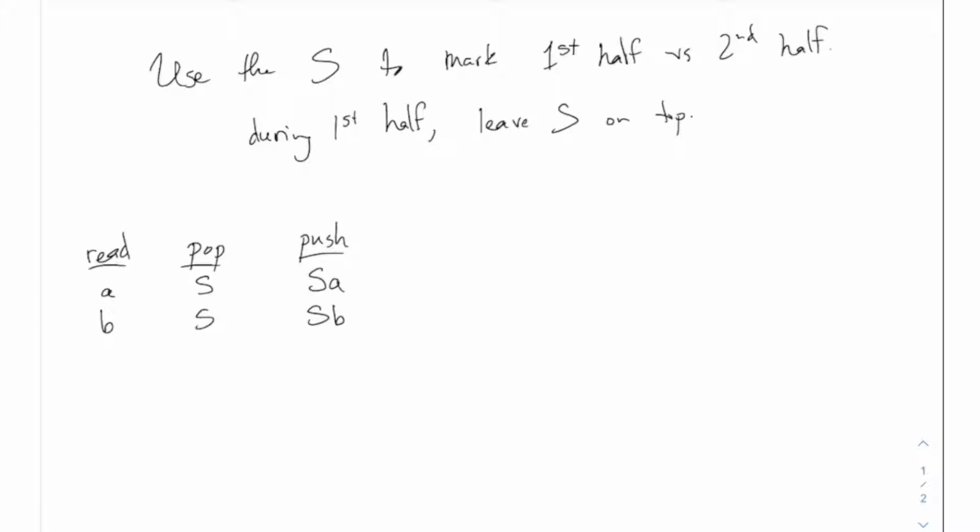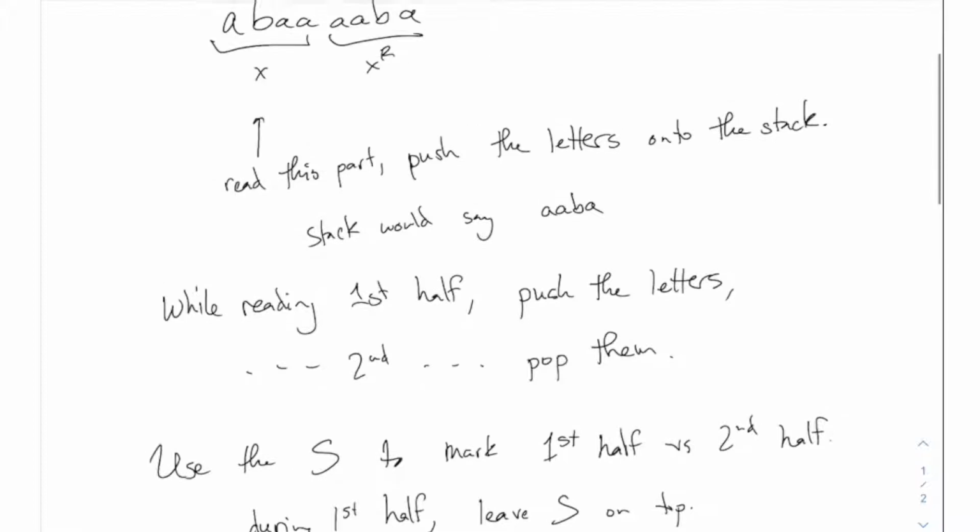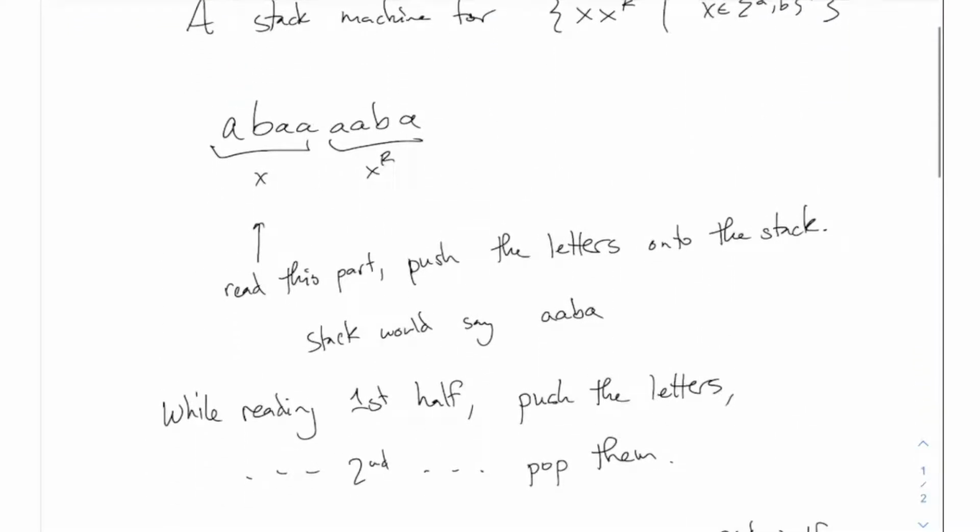All right, at a certain point, you finish the first half, and then to signal that you're now reading the second half, you want to throw the S off the top of the stack, and that is accomplished by an epsilon transition like this: epsilon, S, epsilon. So at some point, you decide, I'm done with the first half. You throw the S away, and at this point, after you finish that stuff, the stack will now say AABA, and now it's just a matter of reading those same letters and popping them off the stack in exactly the same order.